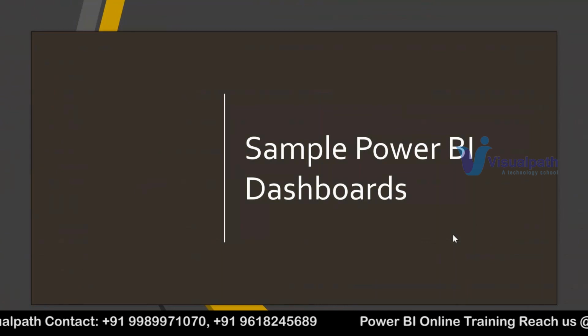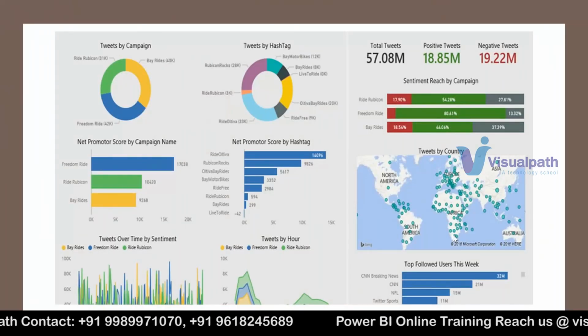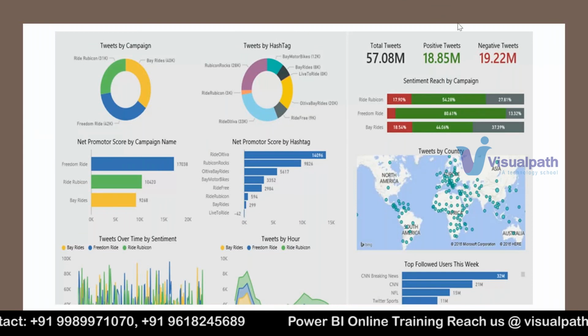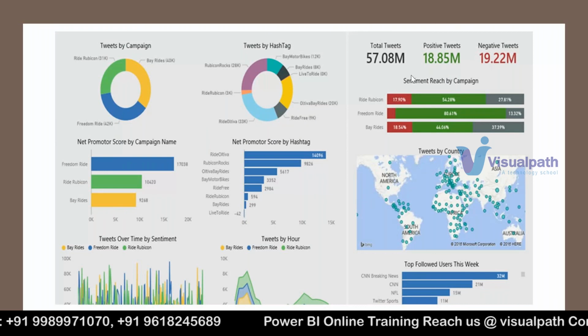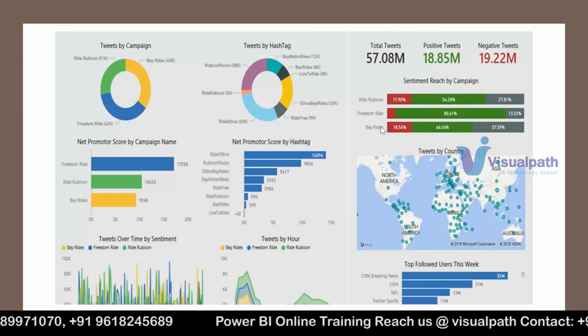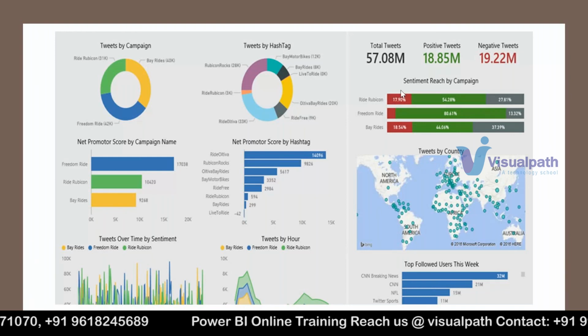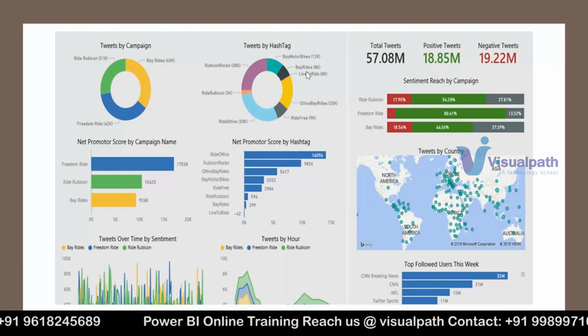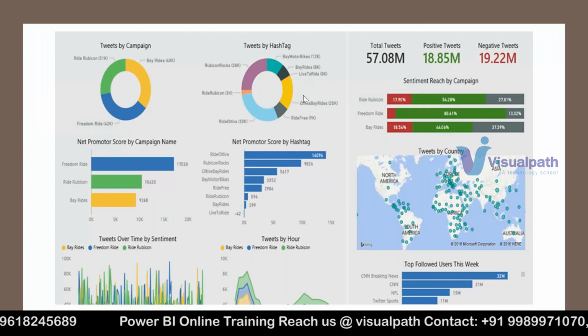These are the Twitter reports where they had done the analysis. You can see here we have the positive tweets, negative tweets, the total tweets, and tweets by campaign. Marketing will run each campaign, right? So for each campaign, what positive tweets they have got, what negative tweets, and what hashtags they have used. This is one example of a marketing dashboard.